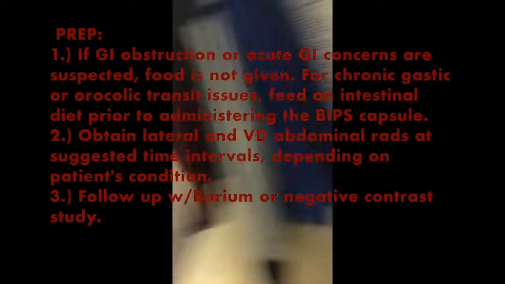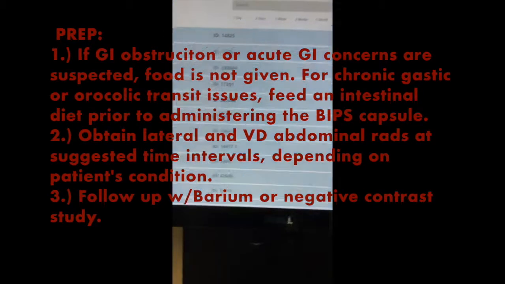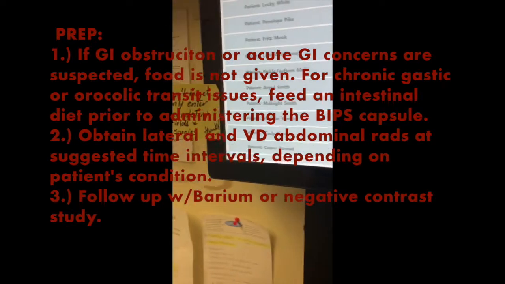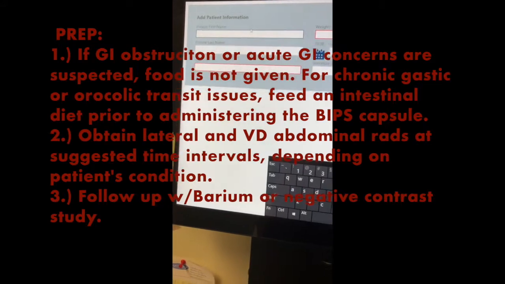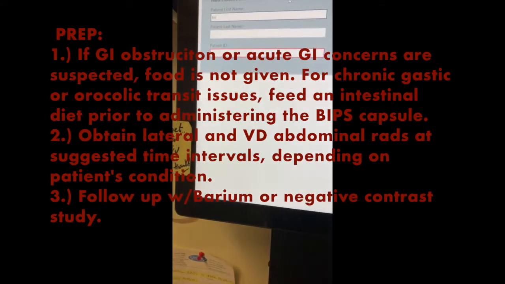As I demonstrate in this video, I administer one large orange BIPS capsule orally into my dog Bane's mouth. I followed the BIPS capsule administration with an oral syringe full of room temperature tap water to help ensure Bane actually swallowed the capsule. Bane was fasted roughly 4 hours prior to the BIPS administration. After 15 minutes, I obtained a right lateral abdominal view radiograph.